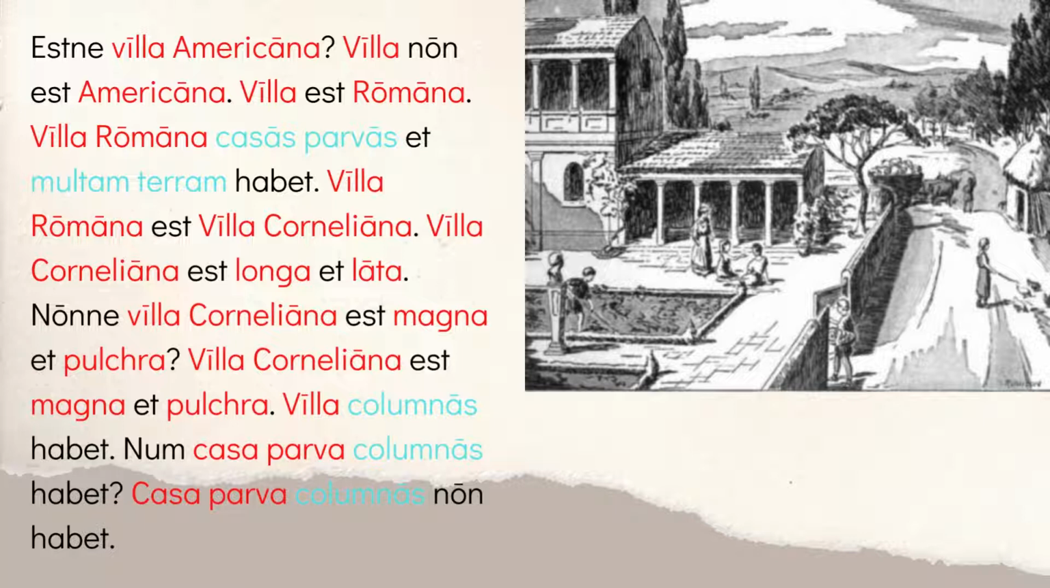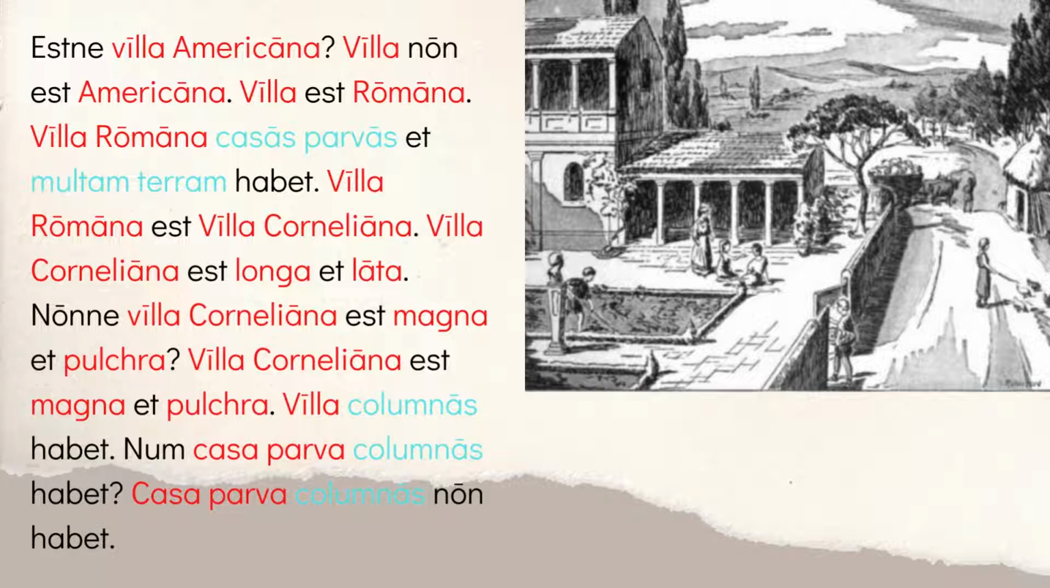Villa Corneliana est longa et lata. So the Cornelius's house, the Villa Corneliana, is long, longa, and it's wide, lata. So it's a big house is what they're getting at. It's a wide house. It's a big house. Then you keep going. So it continues on with the next part, and we're going to get into more questions as we go.